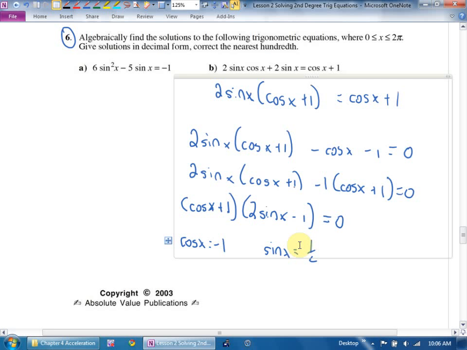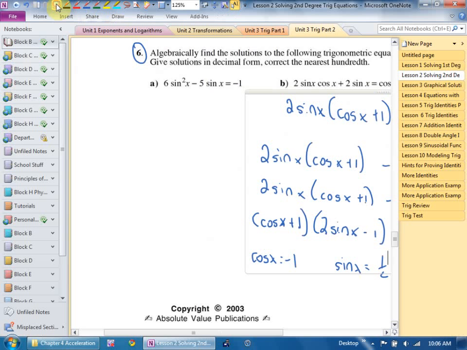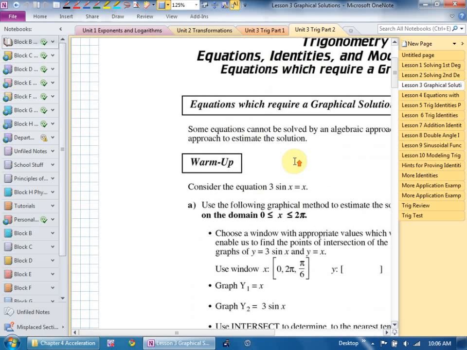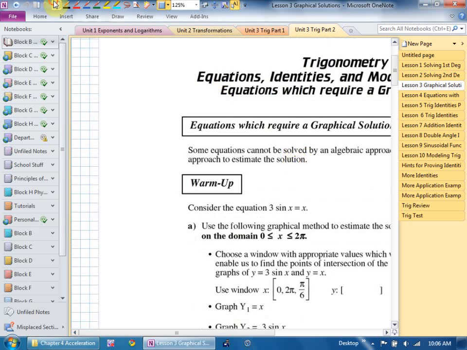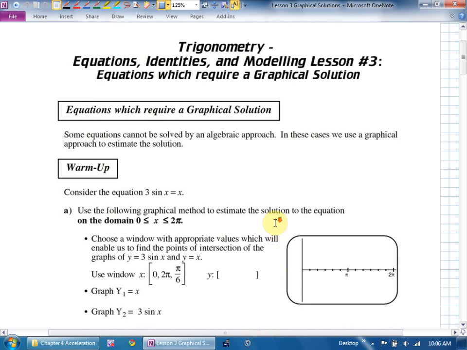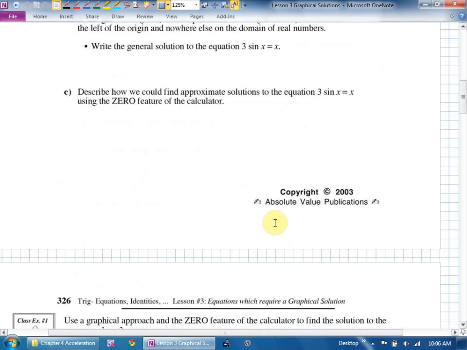Then you want to get out your graphing calculator. We have two short lessons today. I'm going to do two because they're both short. Lesson three, if you'd be so kind as to turn to page 325. I think it's 325.